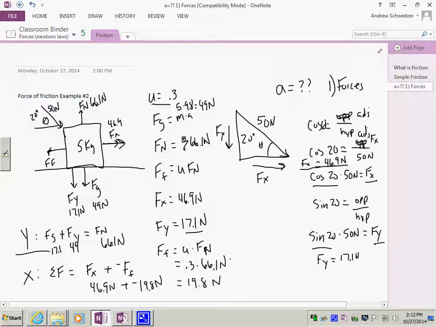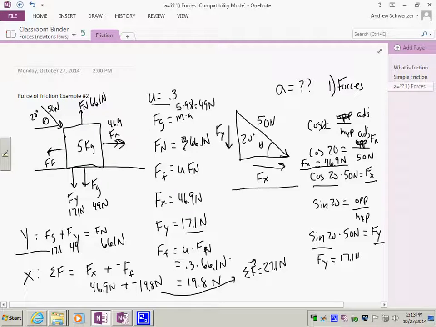And we're getting very close to the end here of getting our net force. 46.9 minus 19.8 is 27.1 newtons. So I subtract these two values just to get in a spot where we can see them more. The net force is going to be 27, I rounded here a little bit, 27.1 newtons. And it'll be going to the right.